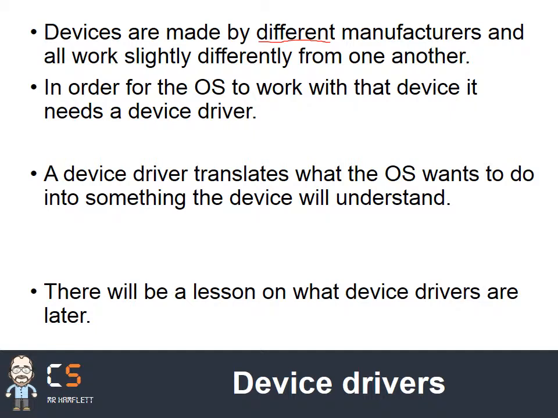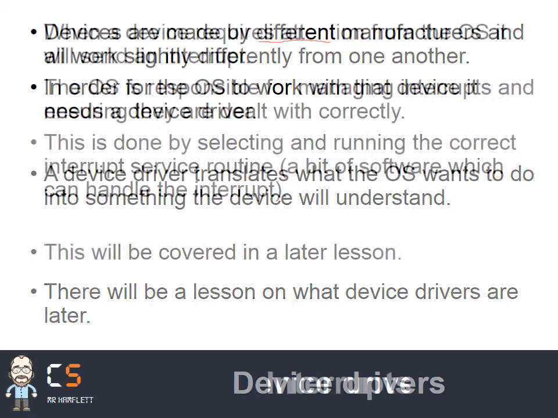So when the operating system wants to save a file, it doesn't want to worry about whether that device is a Seagate or whatever other manufacturer you can think of. It just wants to save the file. So device drivers essentially enable us to translate what the operating system wants to do into something the device understands. So we're going to cover that in a bit more detail in a future lesson.